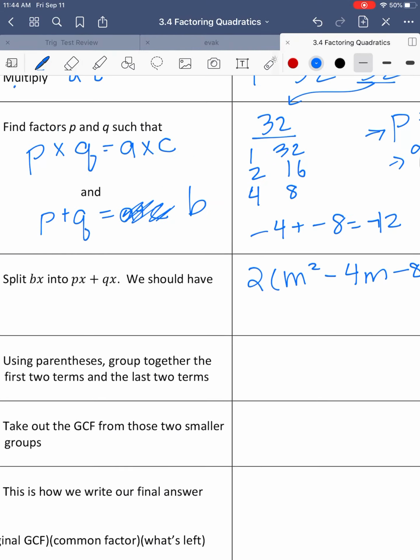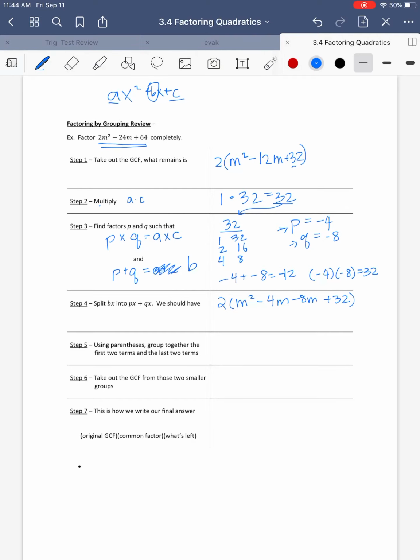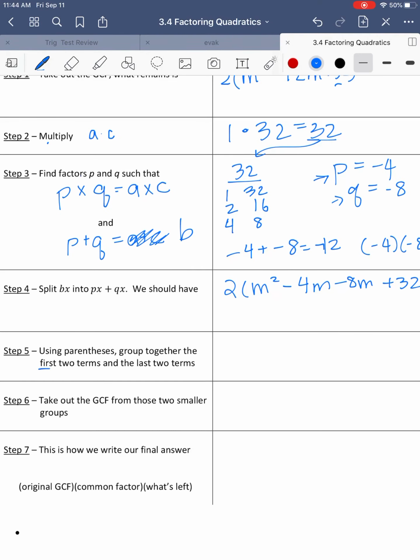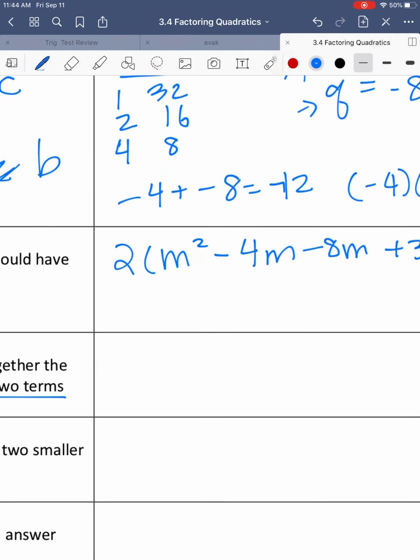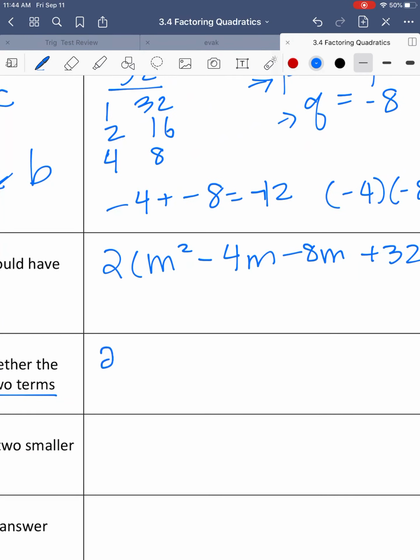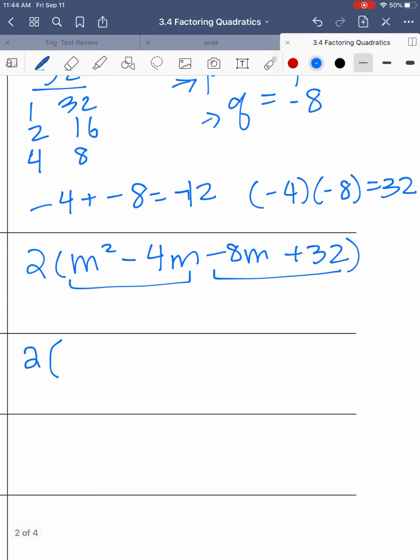So the next step we're going to take is we're going to use parentheses to group together the first two terms and the last two terms. So what that means is I'm going to take the 2 still outside, but I'm going to group these two terms and these two terms. So I'm going to write m squared minus 4m plus, and then negative 8m plus 32.